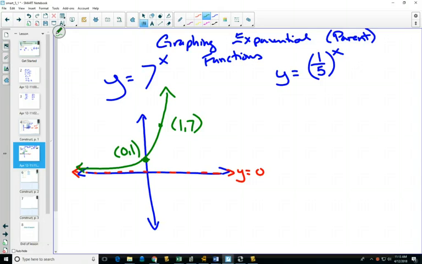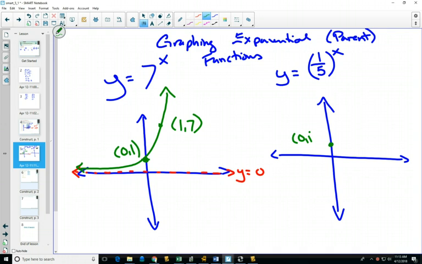So what happens when we do that same thing with 1/5 to the x? Again, you're going to plot the point 0, 1. You're going to have an asymptote at y equals 0. And the thing that changes with exponential functions is what happens when you plug in x equals 1. So when I plug in x equals 1, 1/5 to the power of 1 gives me 1, 1/5. And so this exponential function has the same shape, but it's decreasing towards the asymptote. So for exponential functions, they're either increasing or they're decreasing, depending on what the base is. And it depends on what happens when you plug in x equals 1.